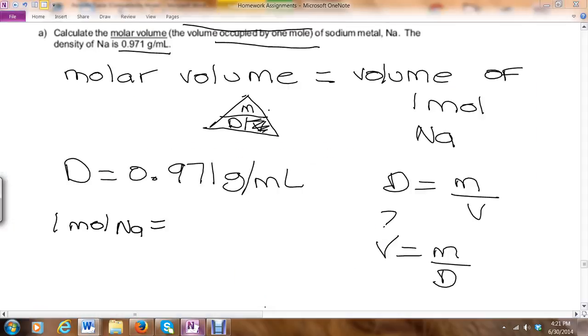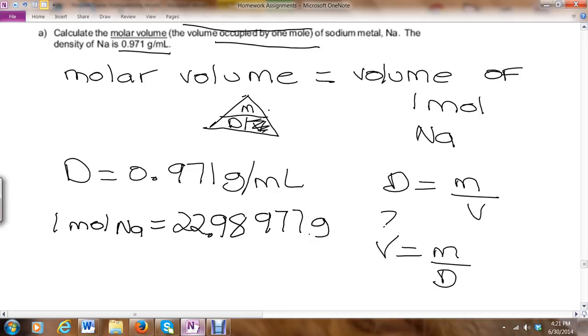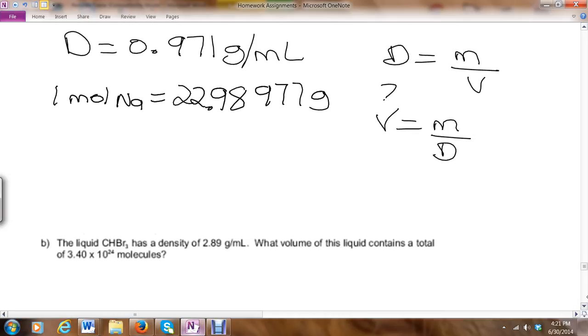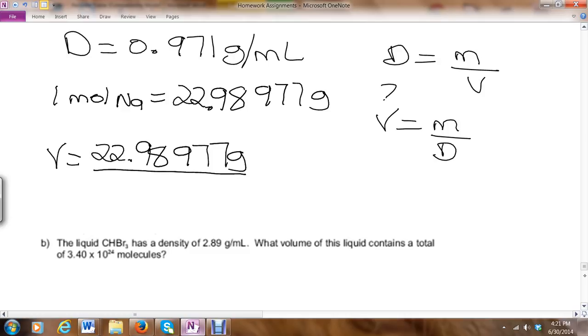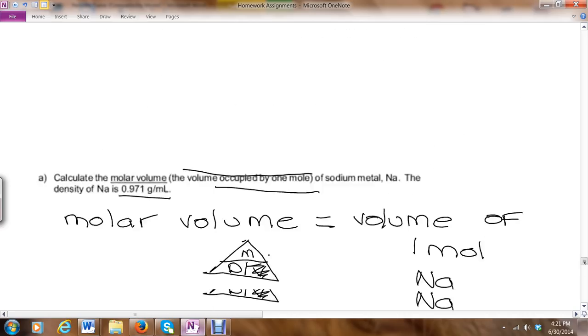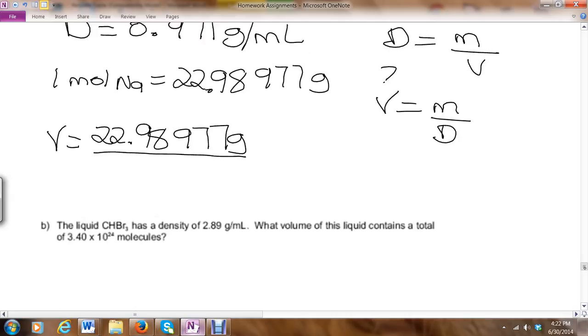22.98977 grams. So if that's the mass for 1 mole, the only thing you have to do is plug in the value. The mass for 1 mole is 22.98977 grams divided by the density. What's the density given of sodium metal? It is going to be 0.971 grams over milliliter.